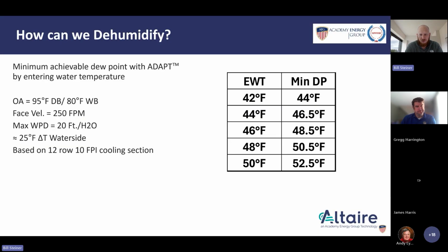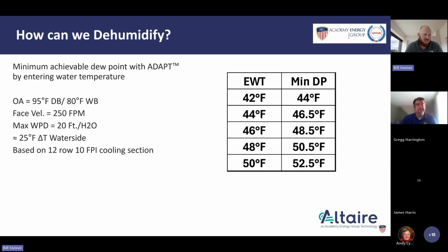So when we specifically talk about chilled water subcooling, how low can we get? What's the minimum dew point that we can achieve given a water temperature? And again, obviously that depends upon design conditions. There's several factors that go into this. What is our outside air temperature? What's the max allowable water pressure drop on our coil? What face velocity are we running that coil at? And how much air pressure drop are we going to allow on that coil?